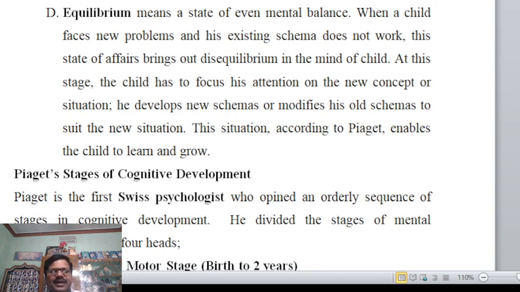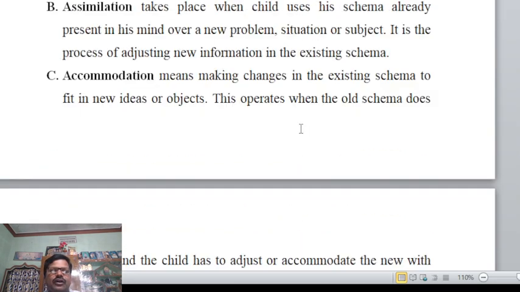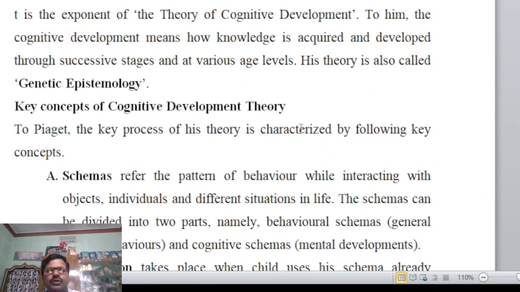Could you get my point? This situation, according to Piaget, enables the child to grow or to learn. This is what is called equilibrium. So, keeping in view the four basic concepts, schema, assimilation, accommodation, and equilibrium, the famous Swiss psychologist Jean Piaget divided cognitive development into four basic stages.